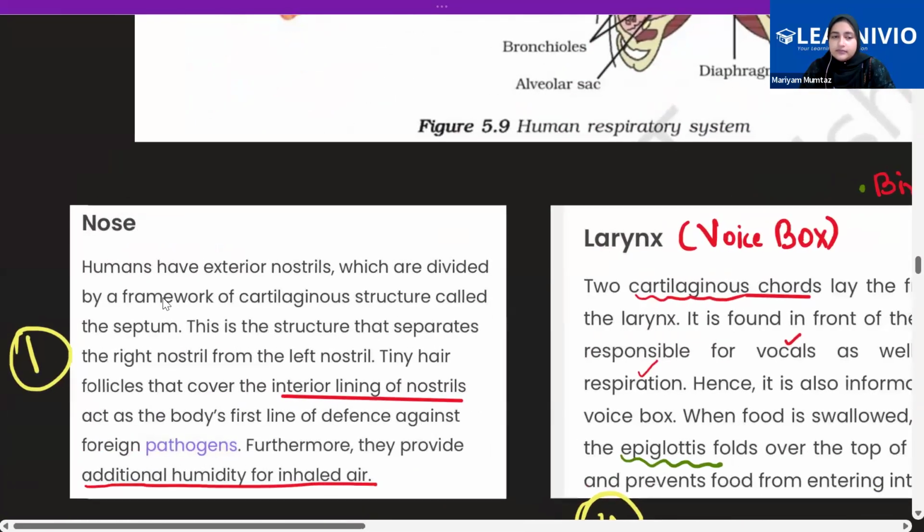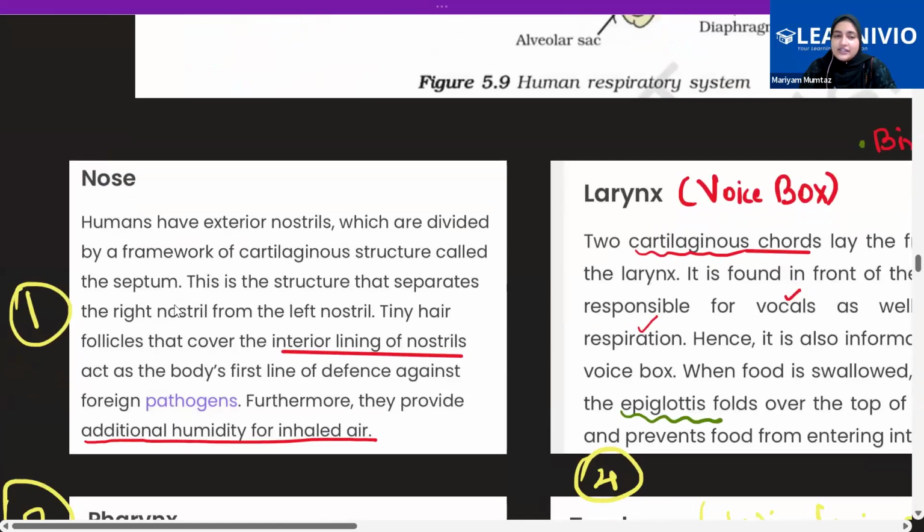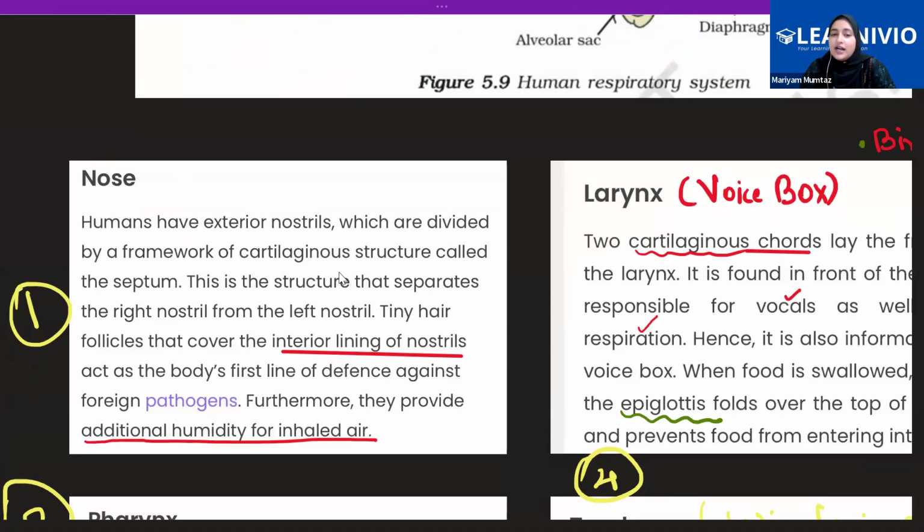Now, humans, they have an exterior nostril, which are divided by the framework of cartilaginous structure called the septum, which is right in the middle. Now, this structure separates the right and the left nostril.